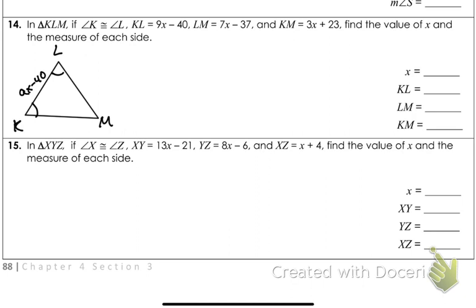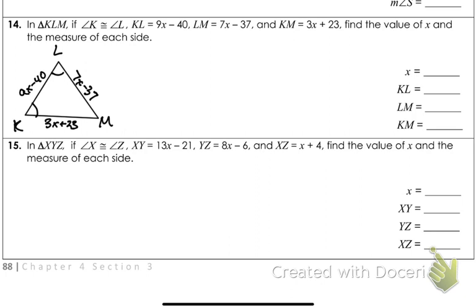LM is 7x minus 37. And finally, we have KM is 3x plus 23. Now, we don't have the luxury of these being angles. These are side lengths. Side lengths don't equal 180. It's the angles that equal 180. So we can't do something like these three equal 180. That wouldn't make sense because those are our sides, not angles.